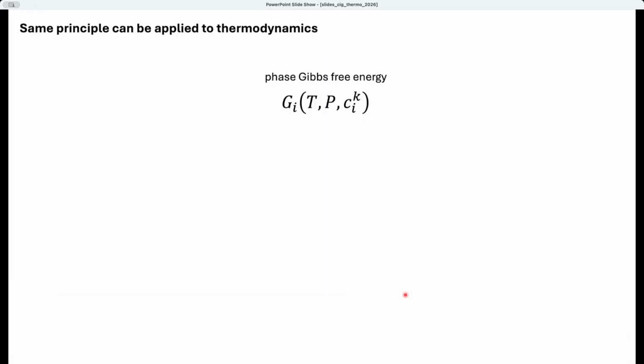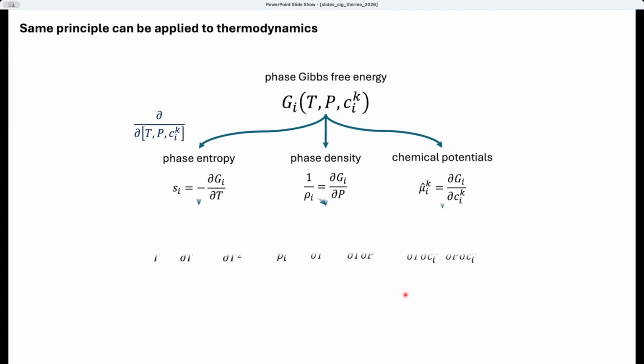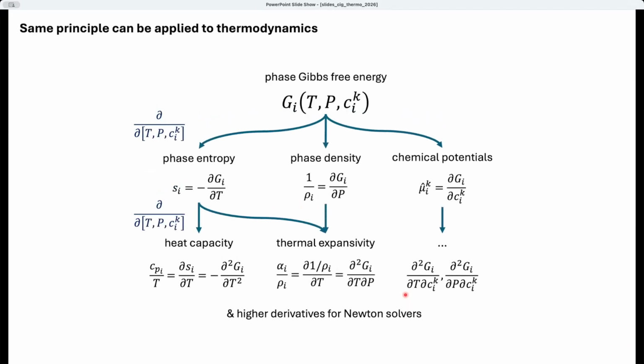So the same principle can be applied to thermodynamics. If we have a symbolic representation of, in this case, a Gibbs free energy, we can use symbolic differentiation to generate analytic expressions for the thermodynamic parameters that we are interested in, and also potentially the higher derivatives of those thermodynamic parameters for use in our Newton solvers, for use in that Jacobian matrix that I was showing you on the previous slide.